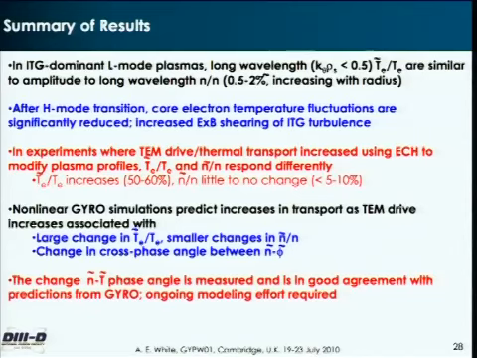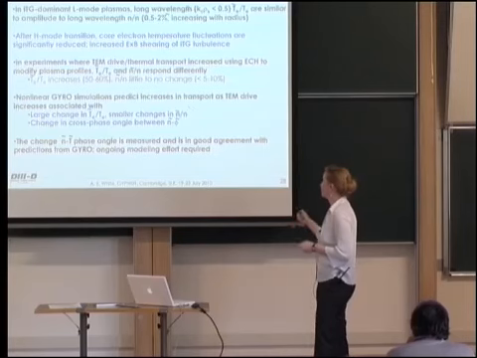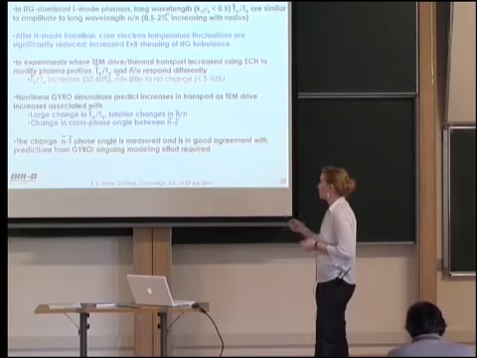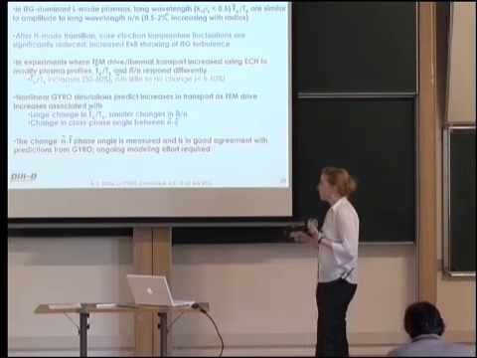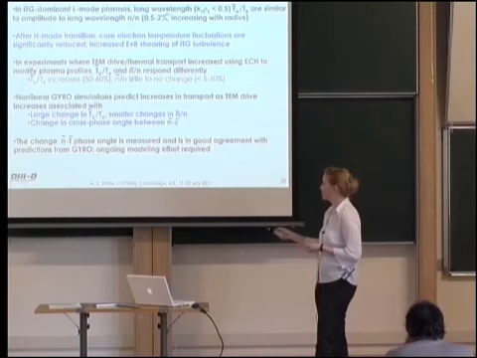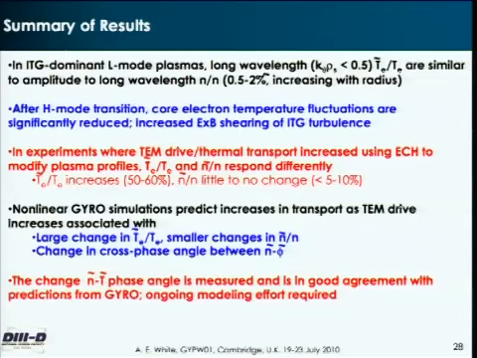And gyro simulations predict that these increases in transport as the TEM drive goes up are associated, yes, with the change in the fluctuation amplitudes, but also with the change in the underlying cross-phase angle. While we can't get at that using the new coupled measurements of the CEC and the reflectometer diagnostic, we're trying to get at the changes in the density and temperature fluctuation phase angle and comparing this with the predictions from gyro. And there again, we have an ongoing modeling effort.